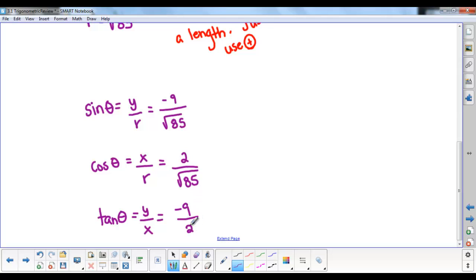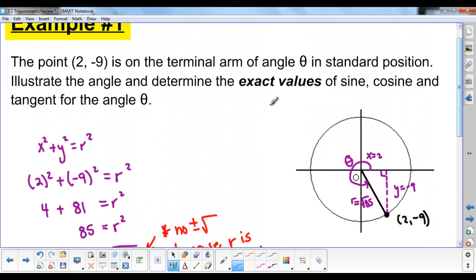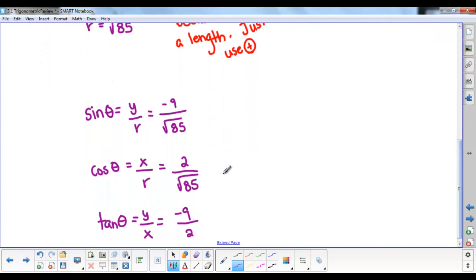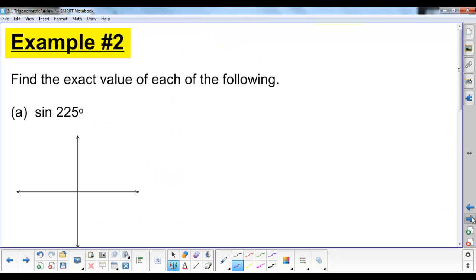And that's it. That's all the question was asking you. So determine the exact values, no decimals. And that's why we left all of our answers with radicals on the bottom. Okay, moving on to the second example.